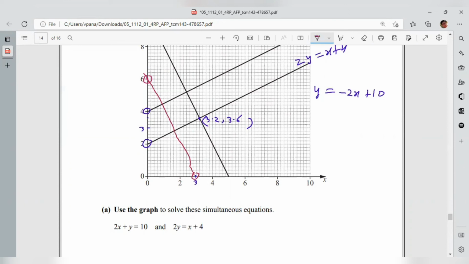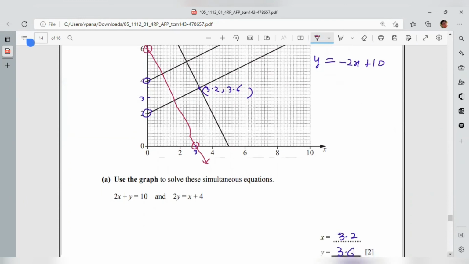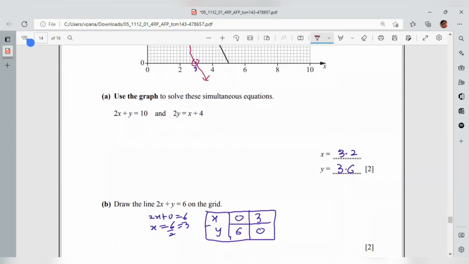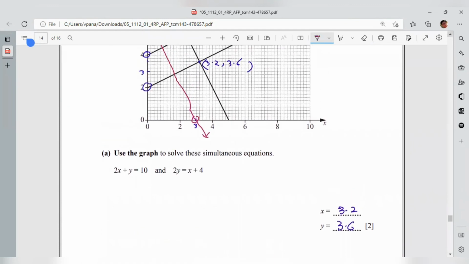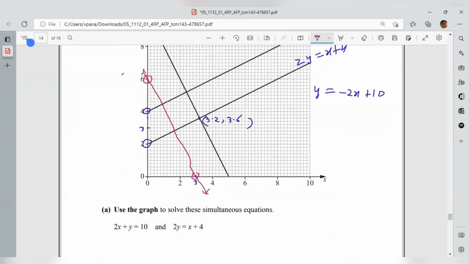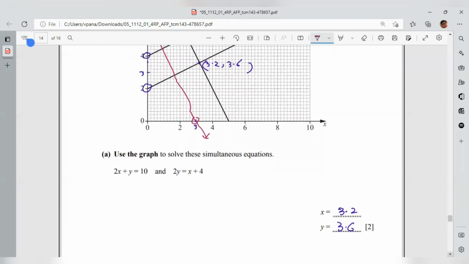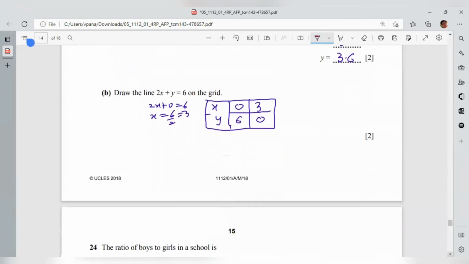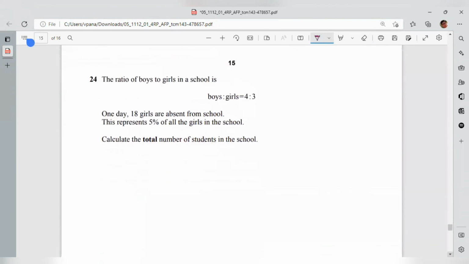And this is your line. Okay, and what's the equation of this line? You can write that equation as 2x plus y is equal to 6. So this is the line 2x plus y is equal to 6. Got it? So we are done with question number 23. Let's move on to question number 24.